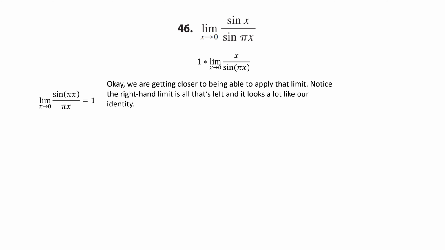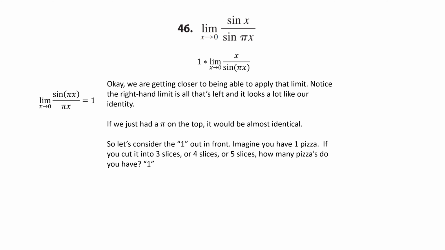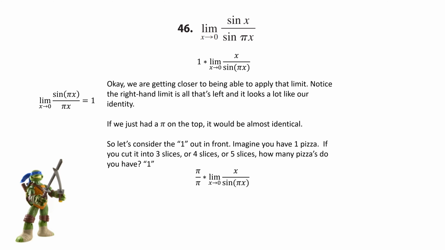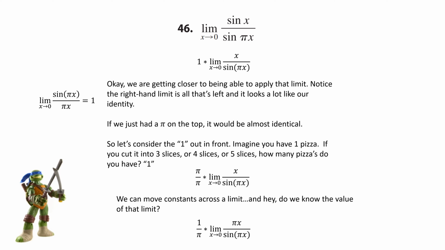So let's see. If we could just get a pi on the top, it'd be great. The way I'm going to think about this is, imagine that you have a pizza and you cut it into 2 pieces or 4 pieces or 5 pieces. It doesn't matter how many slices you cut it into, you still have one full pizza. So if we pretend that we're a Ninja Turtle and we cut that pizza into exactly 3.14 slices, you can replace that 1 with pi over pi. Another rule we have is that we can move constants across a limit.